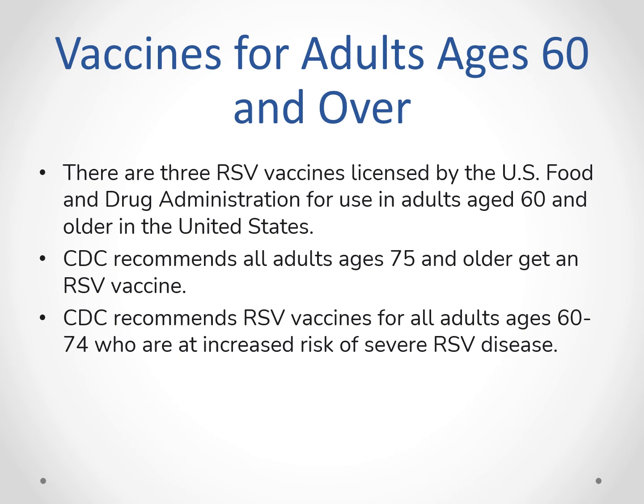What about vaccine for adults age 60 and over? This is from CDC guidelines. There are 3 RSV vaccines licensed by the US FDA for use in adults aged 60 and older in the United States. CDC recommends all adults aged 75 and older should get an RSV vaccination. And also it recommends all adults between 60 and 74 who are at increased risk of severe RSV disease.